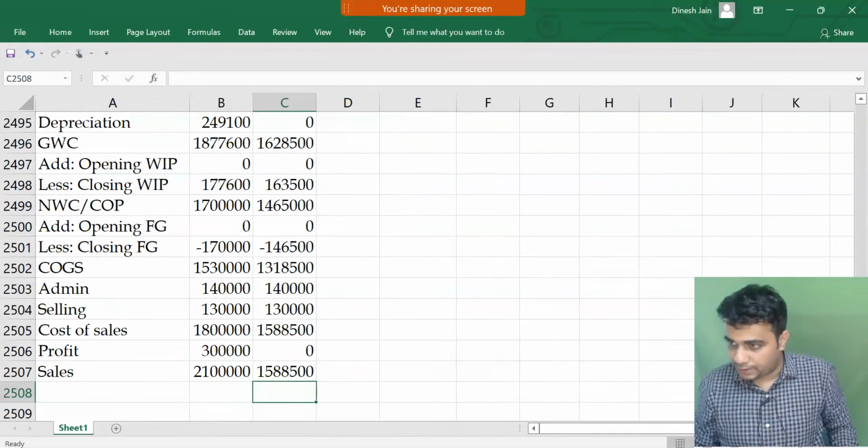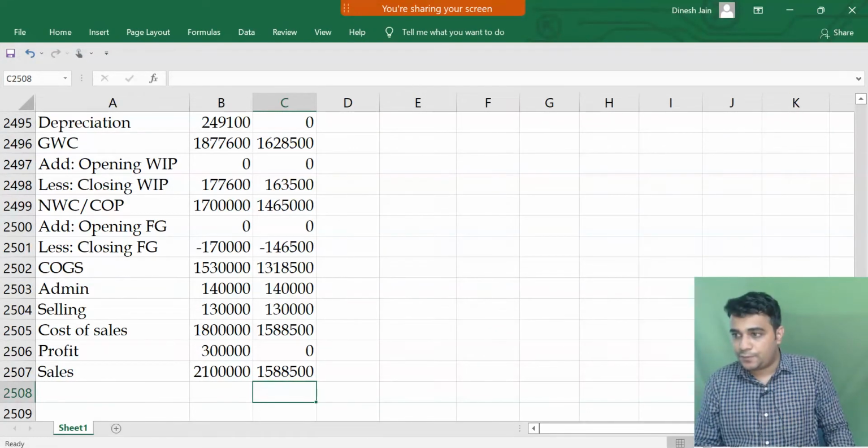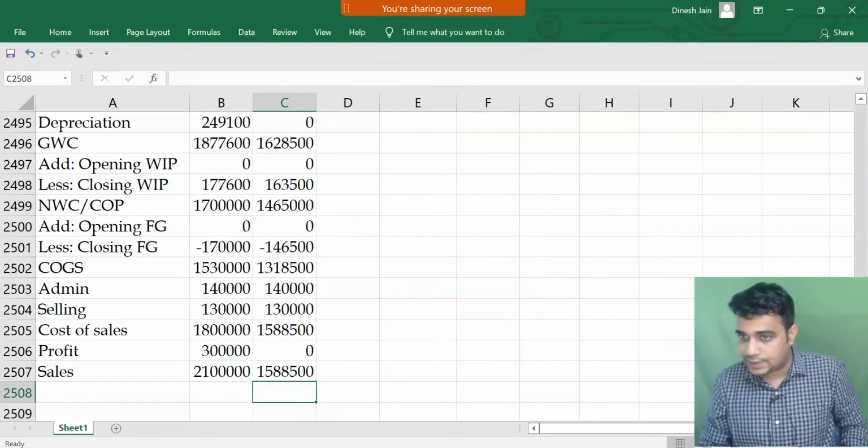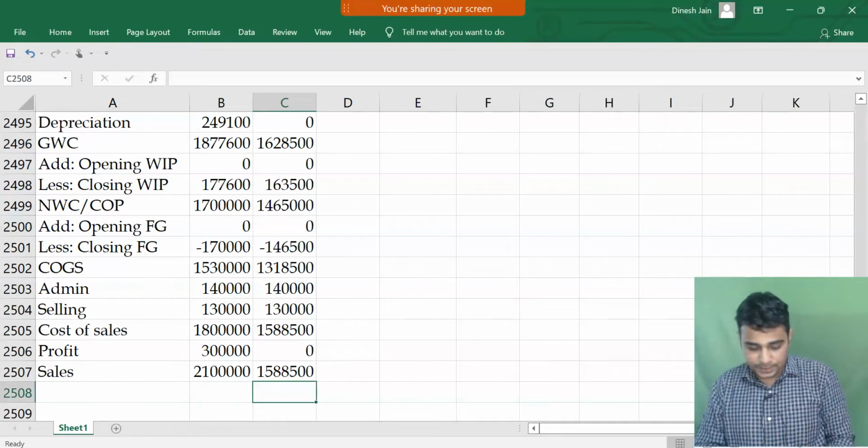Beyond this, I'm not doing it. Beyond this, its estimation is more of a formality. Your stock of raw material, stock of WIP, stock of FG is already calculated in this. Any doubts on this part? Clear?